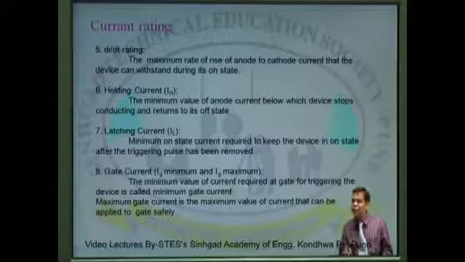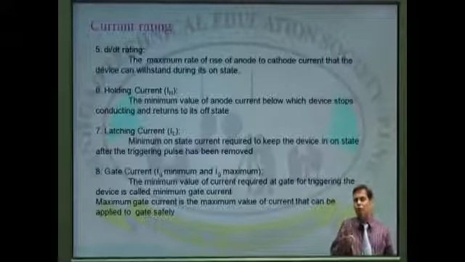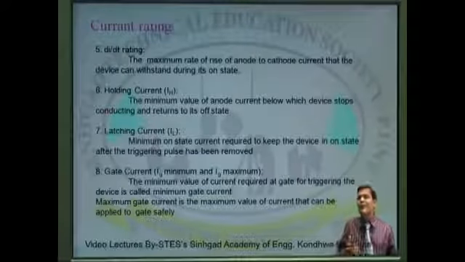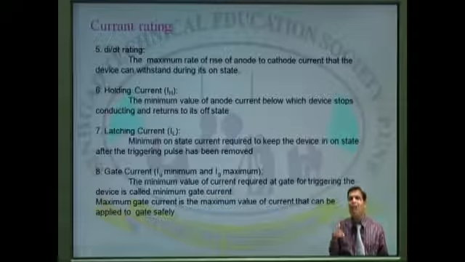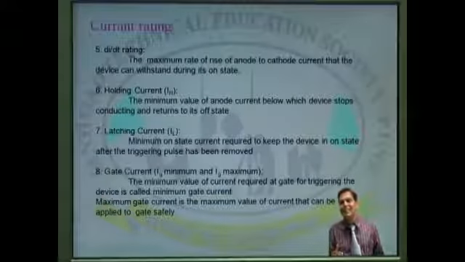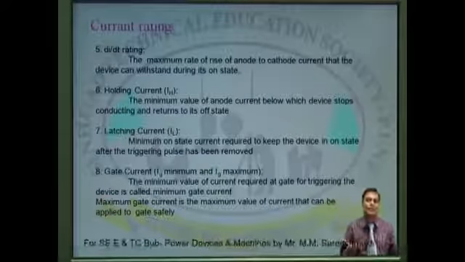Then latching current, as I told you, is the minimum amount of current which is required to flow through anode to cathode to keep the device latched in the on state even after removal of the gate signal. So latching current is always greater than the holding current, and latching current is responsible for the turn-on process.